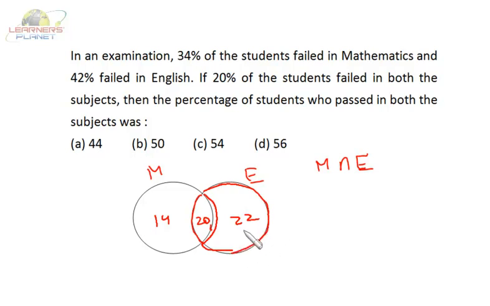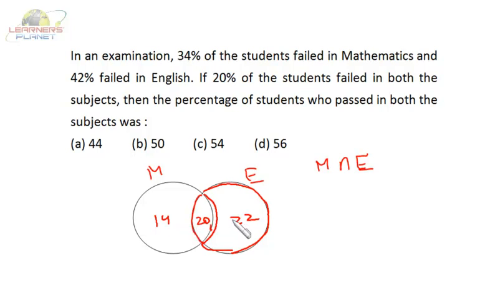Okay, so 22% students are failed only in English. And how many students are failed in both the subjects? That is 20%. That means this total is the percentage of total number of students who are failed either in mathematics or in English or in both.